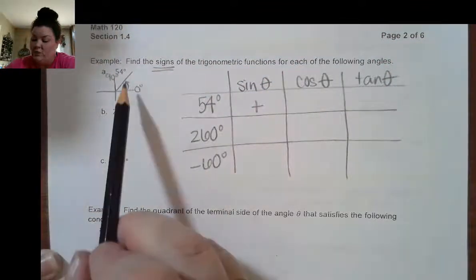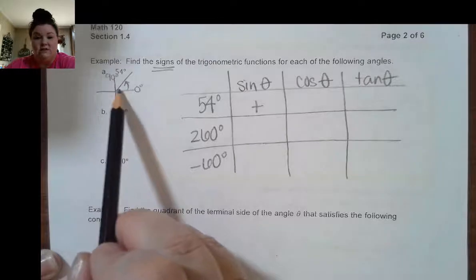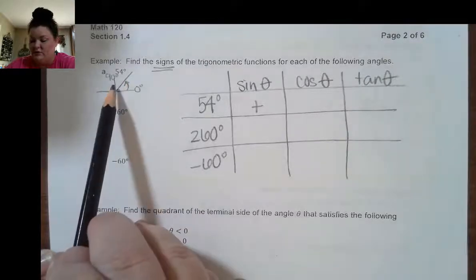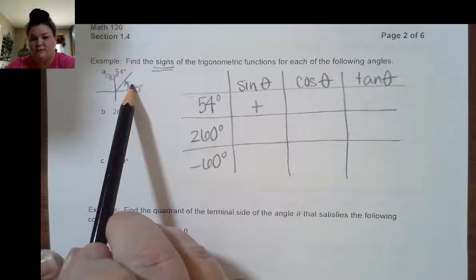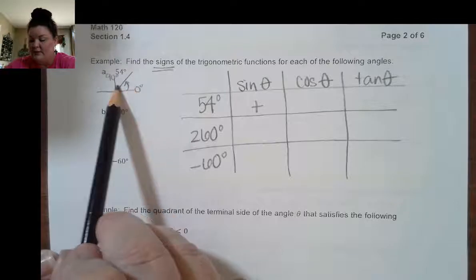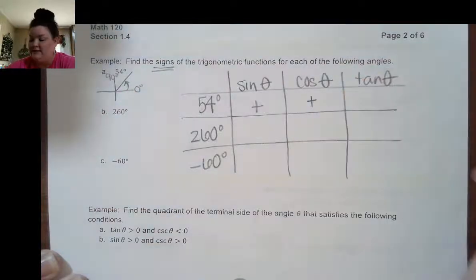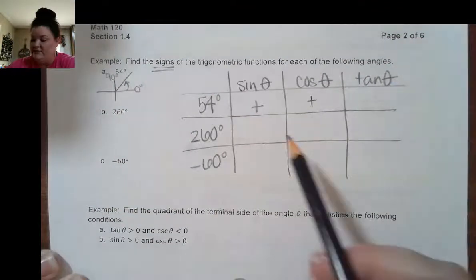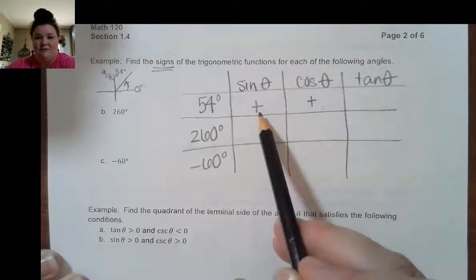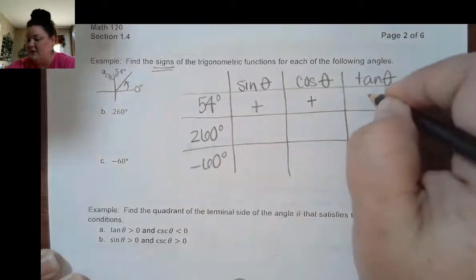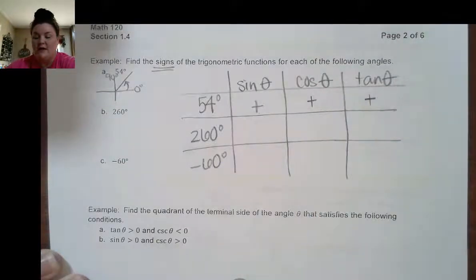Notice in quadrant 1, my x's are also positive, right? Because they're to the right of the y-axis. So if my x's are positive, that means my cosine is positive. And then to figure out my tangent, I just have to do the ratio of these two, right? Positive over positive gives me positive. Okay, so I want you all to do the same thing.